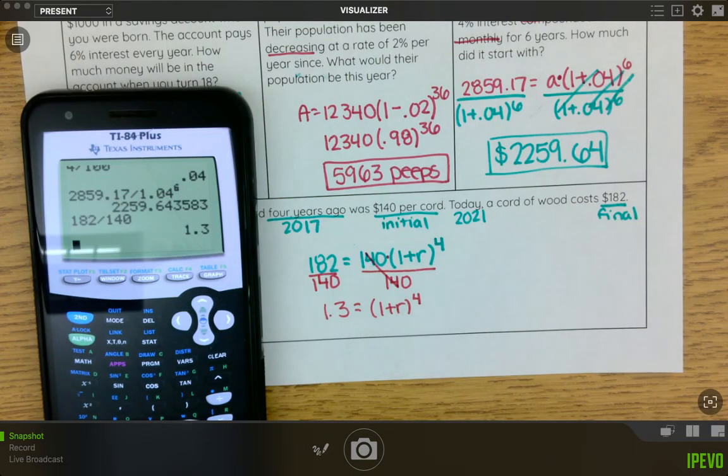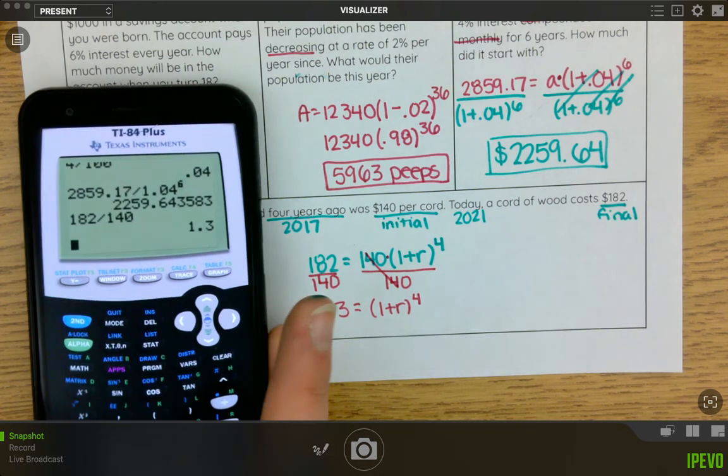Now, how do you get rid of a fourth power? Well, how do you get rid of a power of 2? You square root. How do you get rid of power of 3? You cube root. To get rid of power of 4, you fourth root it. And there are two options you can do. One of them is to type the number 4. Actually, I'm just going to go ahead and do this. You can do a fourth root.